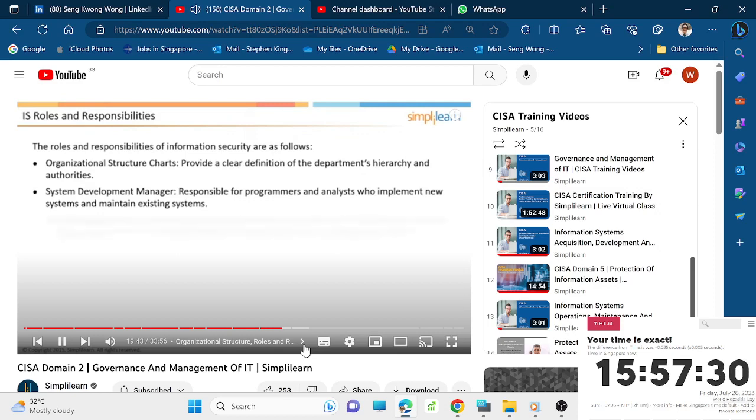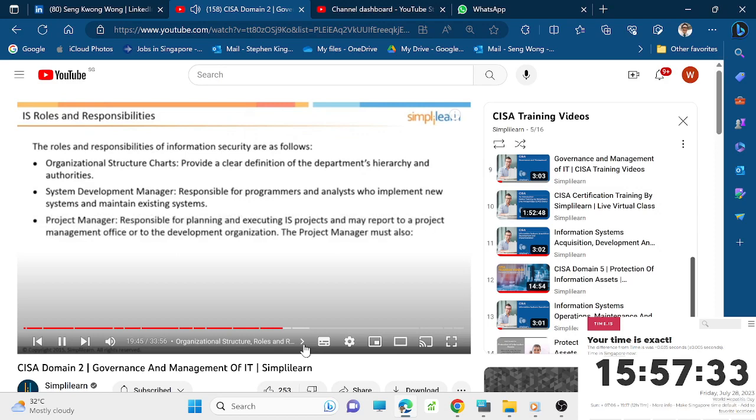In an enterprise, a project manager is responsible for planning and executing IS projects and may report to a project management office or to the development organization. Additionally, he or she may have to carry out a number of duties that include utilizing budgets assigned for the delivery of IS initiatives, reporting on project progress to the IS Steering Committee, executing the vision of the IT Strategy and IT Steering Committee by planning, coordinating, and delivering IS projects to the enterprise.